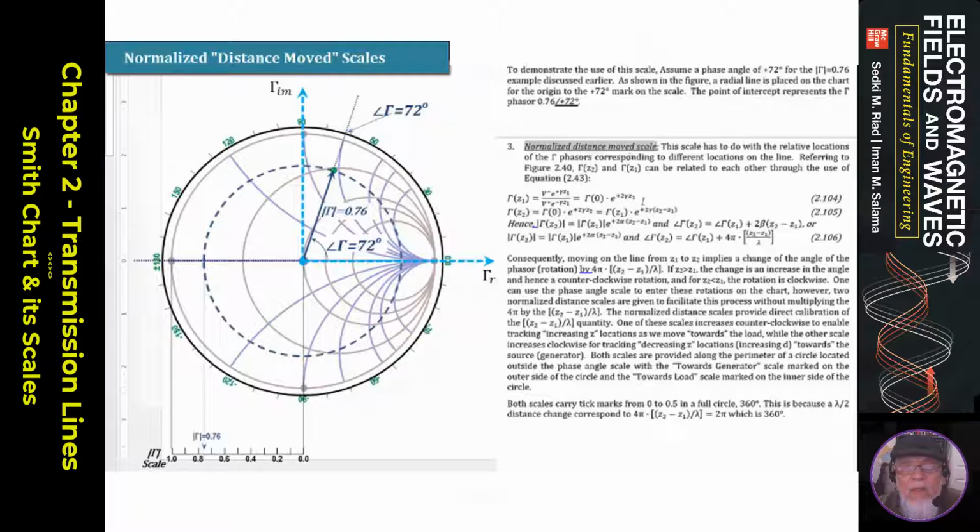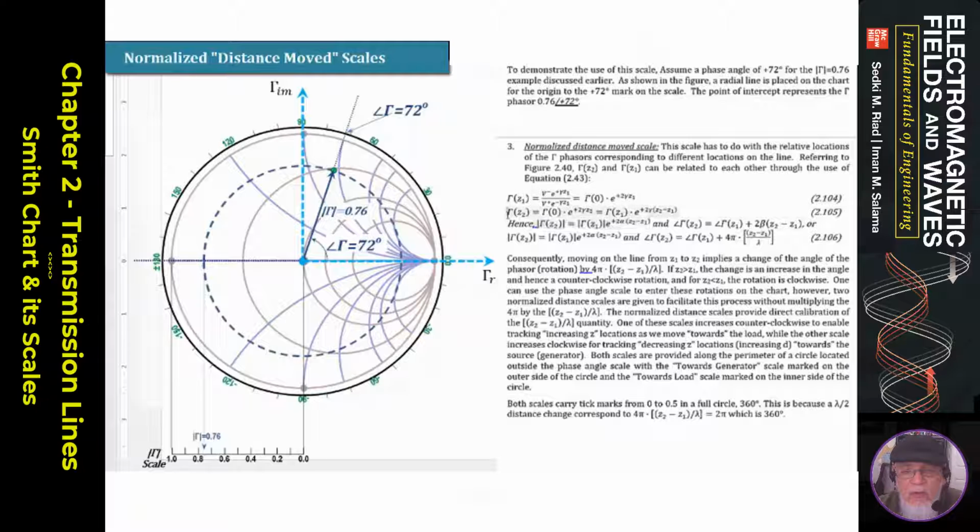Why is it normalized? Because we are going to work these as ratios to the wavelength. We're not going to work them in meters, and you will see that in a minute. So we take that expression, and then we express the gamma in the exponent here, which is the complex propagation constant, into an alpha and beta. So the magnitude of gamma Z2 is the same as the magnitude of gamma Z1 e to the 2 alpha (Z2 minus Z1) right there.